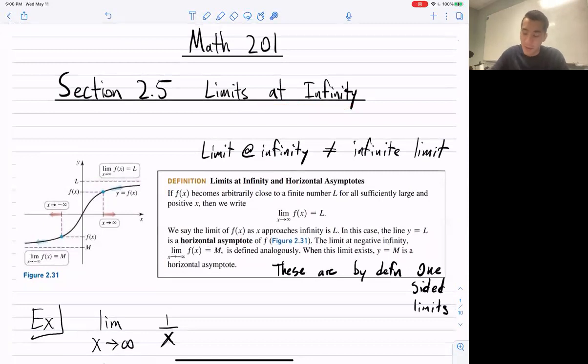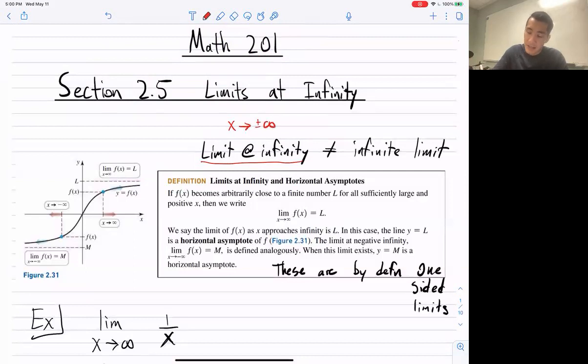And so this is not to be confused with infinite limits. Limits at infinity mean what happens as you go to infinity in the x, not in the y. And so when we say limit at infinity, this one means x is going to plus or minus infinity. So a limit at infinity is x going to plus or minus infinity.